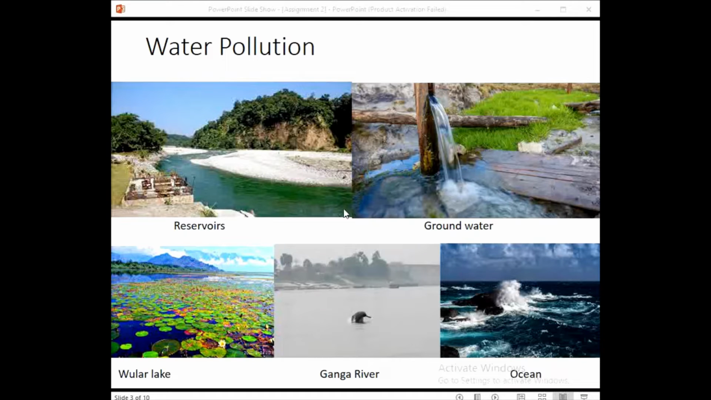Water pollution can occur in any kind of water body. As here on the canvas you can see pictures from a reservoir taken from the Kosi River of Corbett Tiger Reserve, groundwater, Wular Lake, Ganga River and dynamics of ocean. So these are the examples where water pollution can occur. It occurs when contaminants are introduced into these water bodies.